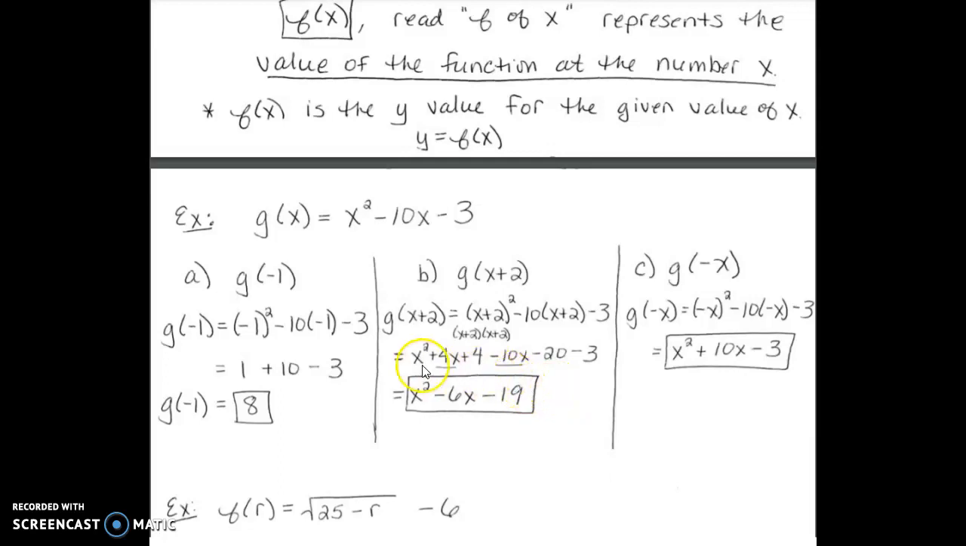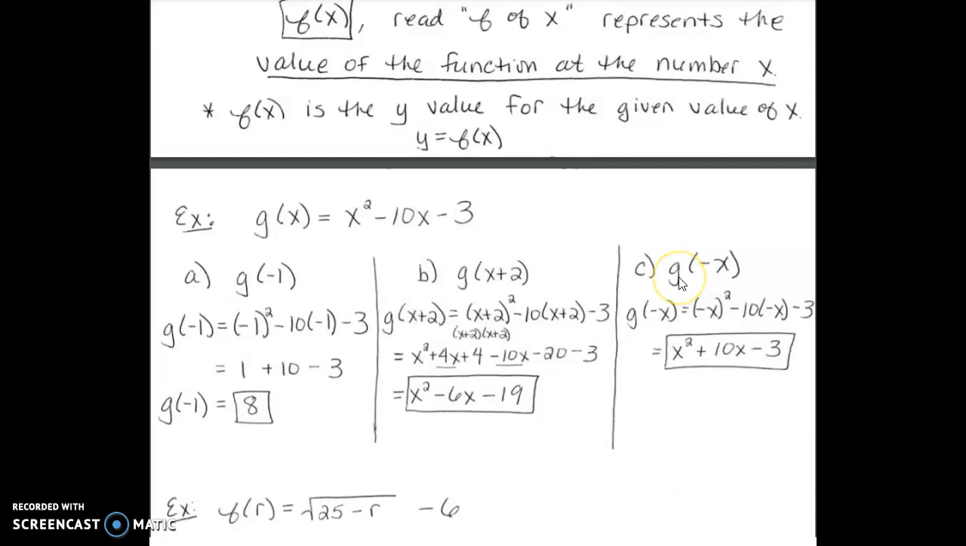And then from here we're collecting like terms, so we have an x squared, we have a 4x minus a 10x, which is negative 6x, and then 4 minus 20 minus 3 is negative 19. That's as far as you can go. You are just evaluating g of this expression, so your answer should contain x's. You don't set this equal to anything. There's no other steps. This is just the result from doing what the problem asked us to do.